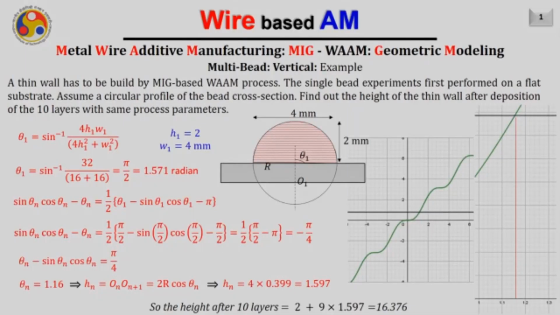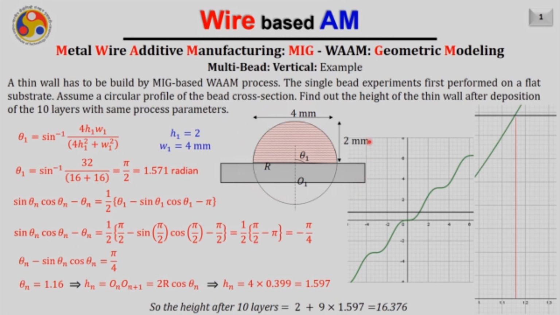Now, let us try to solve a problem to understand this in a better way. Let us try to solve a problem where it is required to find the height of the wall after deposition of n layers. The question is: a thin wall has to be built by MIG-based WAAM process. The single bead experiments are first performed on a flat substrate, assuming a circular profile of the bead cross section. Find the height of the thin wall after deposition of 10 layers with the same process parameters.